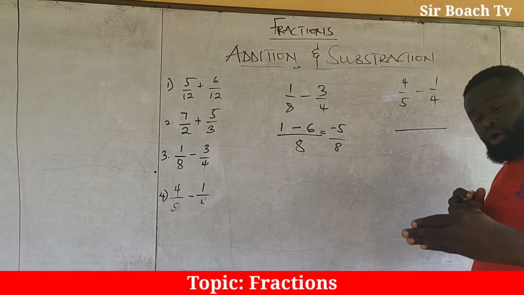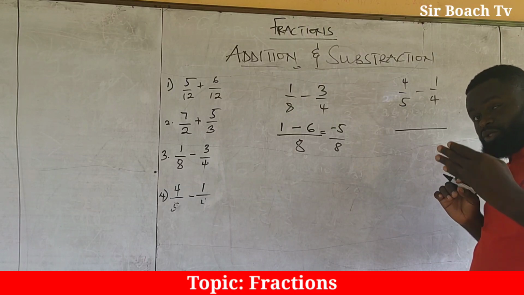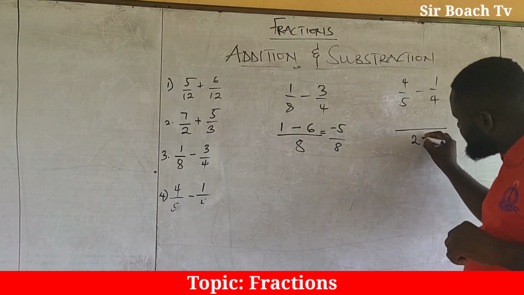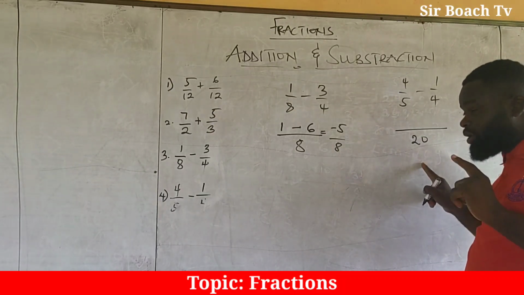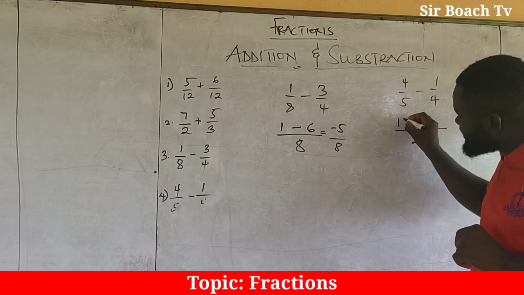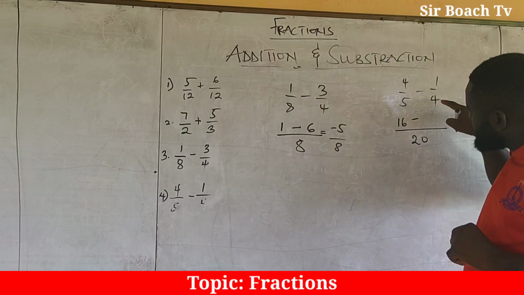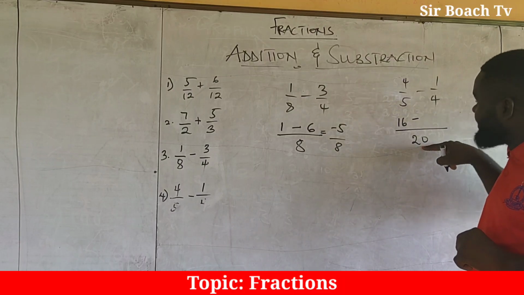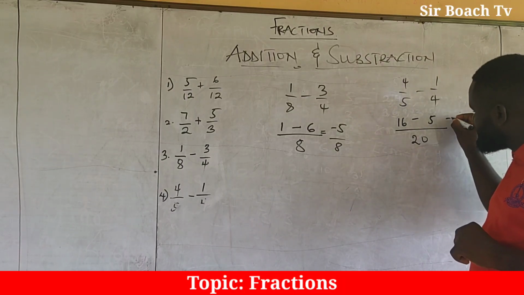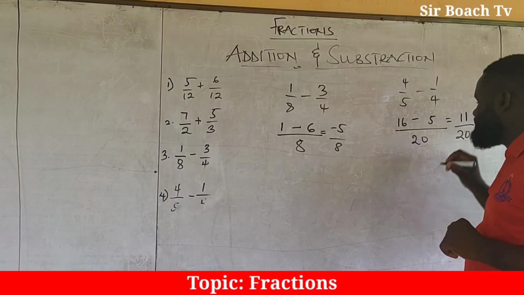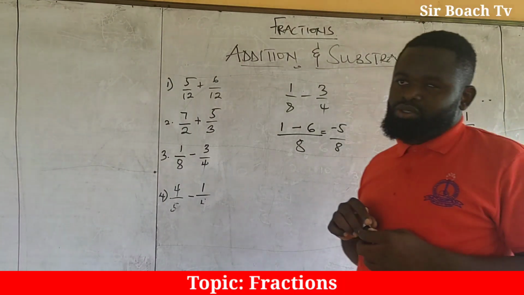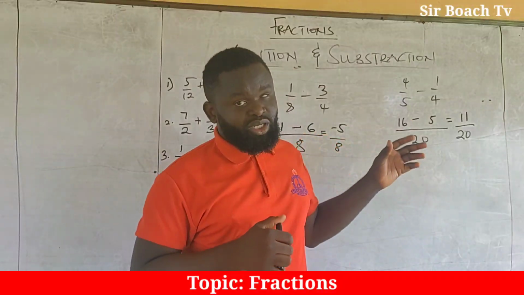If we list the multiples of 4 and we list the multiples of 5, we will see that 20 is the least. So 20 is our LCM. Now 5 goes into 20 4 times. 4 times 4 gives me what? 16. Then 4 going into 20 5 times. 5 times 1 is what? 5. So we are going to get 16 minus 5 is what? 11 over 20. And we are done. So this is addition and subtraction of fractions.